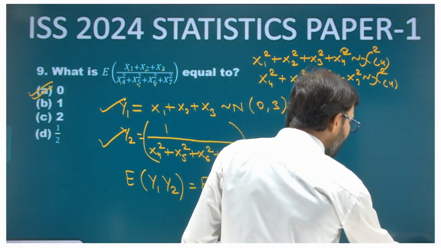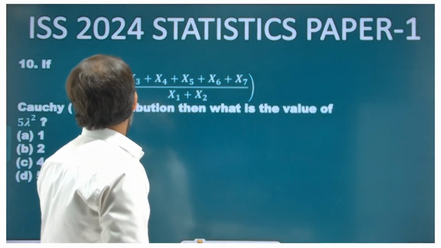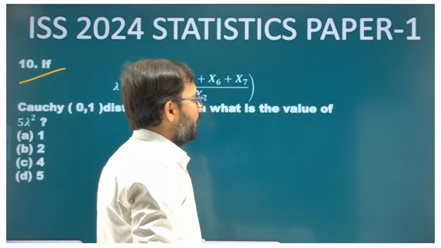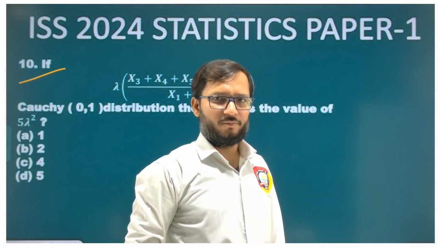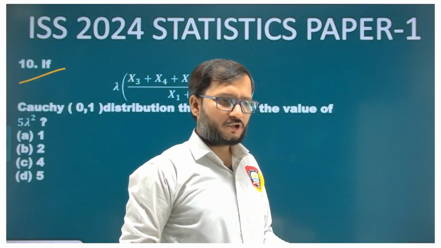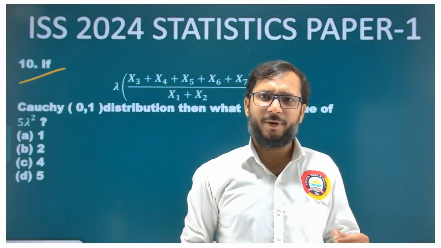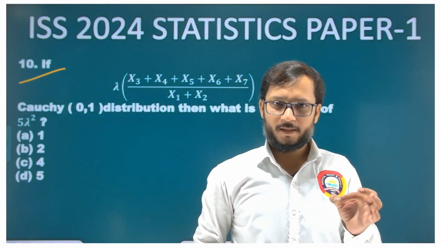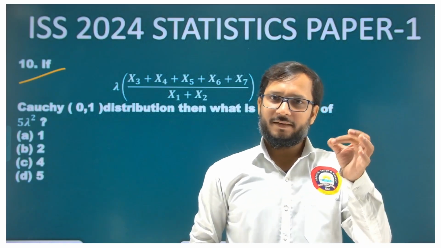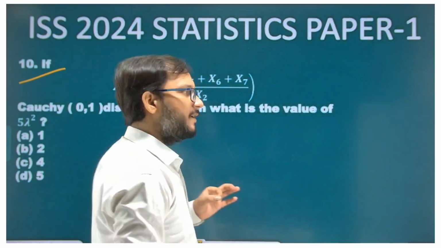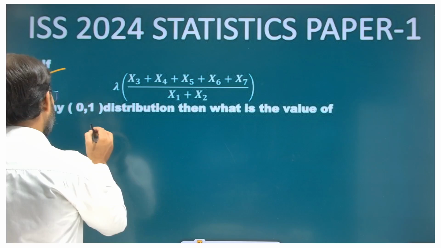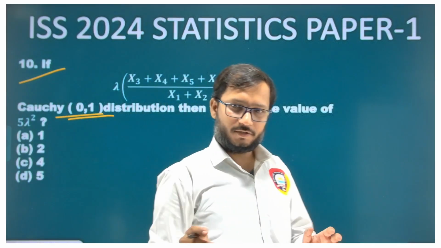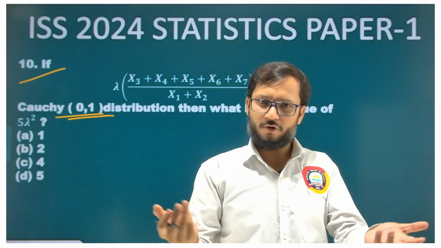Now let me do the next question, question number 10. It is based on the Cauchy distribution, and we already know that the ratio of independent standard normal variates is Cauchy. It is already said that this is Cauchy 0, 1. There can be different situations as well, but here it is not needed.